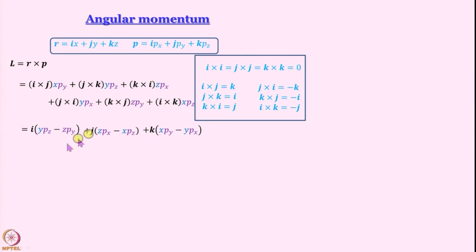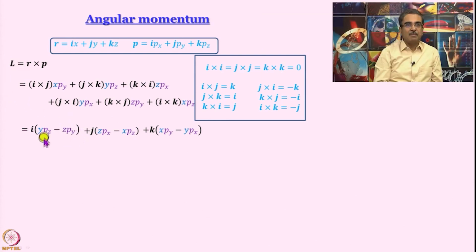So, see what is y pz minus z py? That is the x component of the angular momentum, right, because it is multiplying the unit vector along x direction. What is z px minus x pz? It is the y component of angular momentum, and what is x py minus y px? That is the z component of angular momentum.